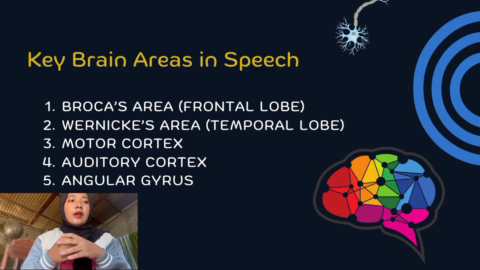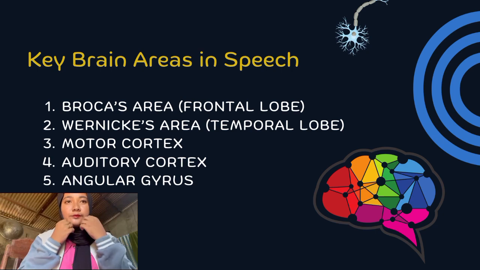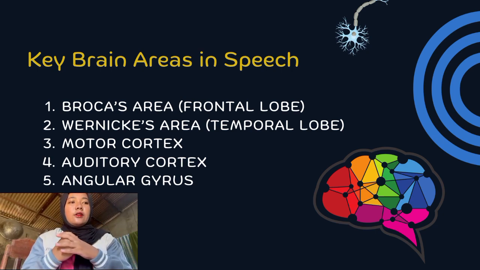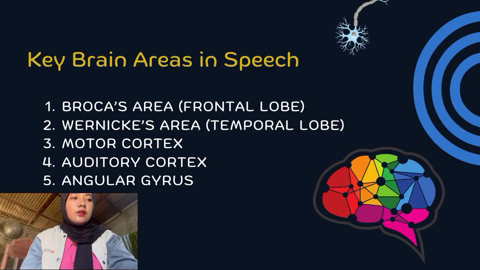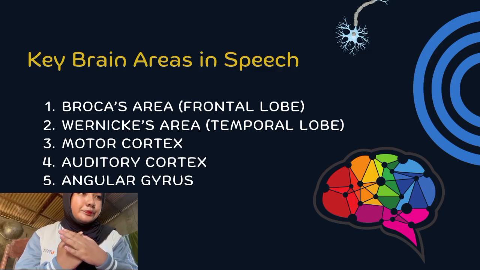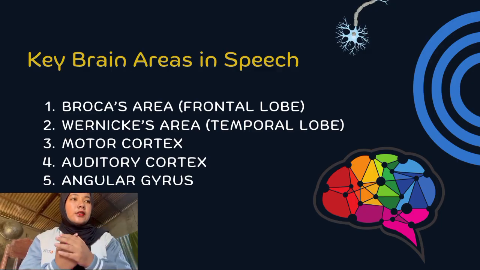Number 5, angular gyrus, involved in reading and writing. It converts written words into meaningful language. If damaged, people might have alexia, difficulty reading, or agraphia, difficulty writing.